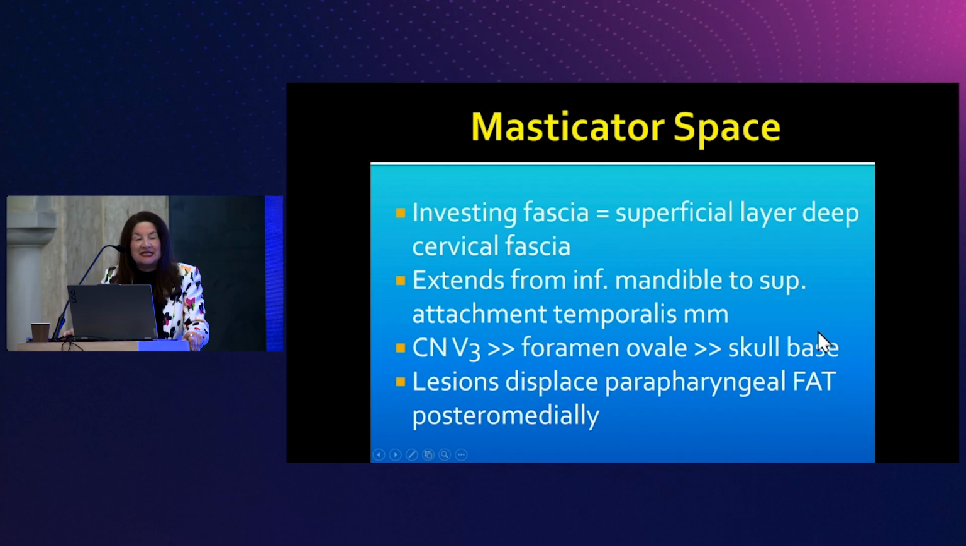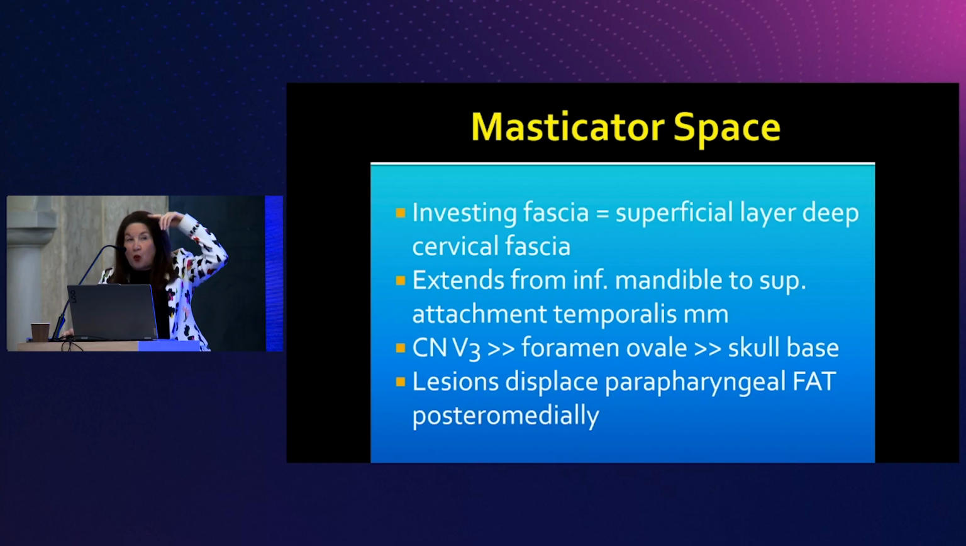Moving on to the masticator space. Right, so that sits anterior to the prestyloid parapharyngeal space. The investing fascia is the superficial layer of the deep cervical fascia. It extends, so it's very important, it extends from the inferior mandible all the way up to the attachments of the temporalis muscle.